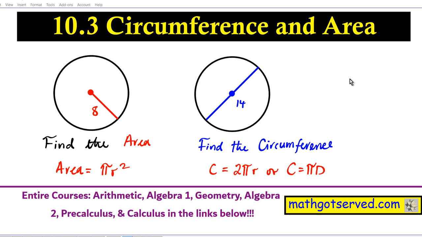In this clip, we're going to be going over section 10.3 on our series on circles. We're going to be looking at how to find the circumference and area of circles in this tutorial. The types of problems we're going to be going through are depicted here. We have a situation where you're given a radius and you have to find the area, and also another situation where you're given a circle with its diameter and you have to find the circumference.